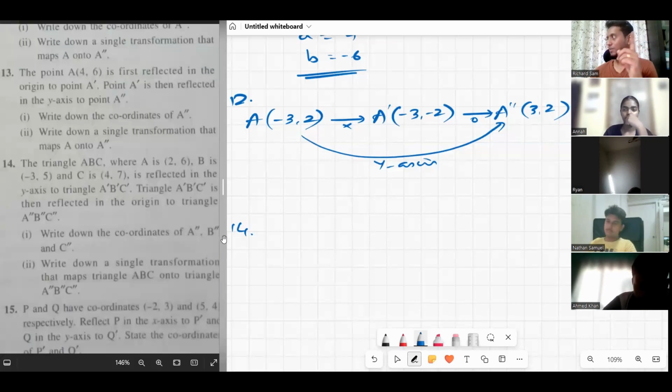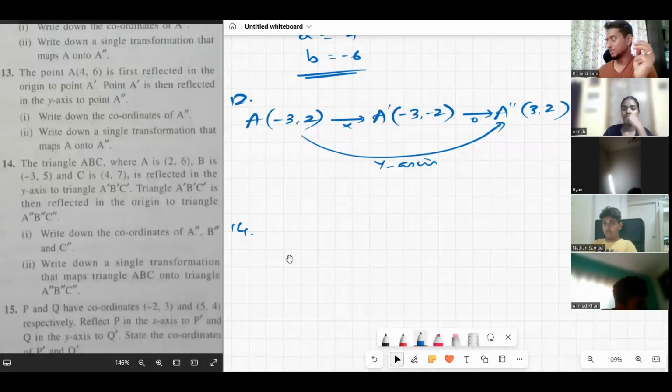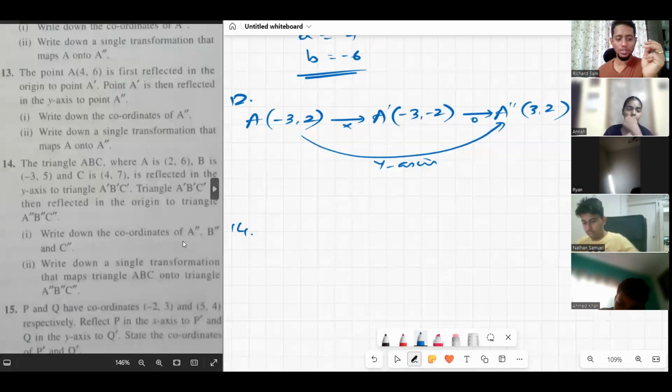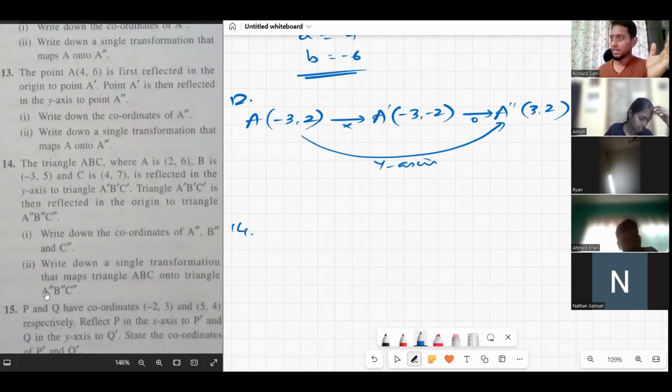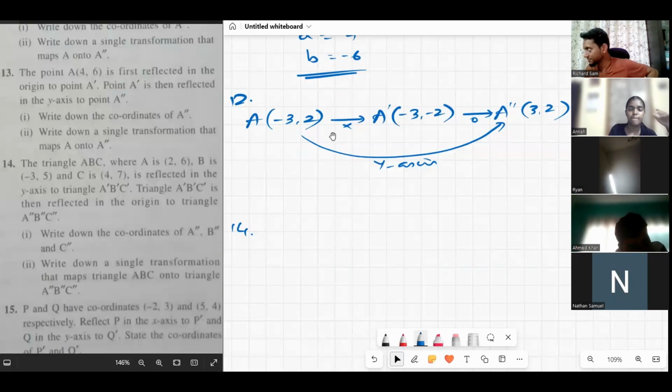So instead of 1 point being reflected 2 times, you have 3 points being reflected 2 times. So what they're asking is the coordinates of A double dash, B double dash, C double dash, and also write down a single transformation of ABC onto A double dash, B double dash, C double dash. So exactly like what we did in the 12th, but it's not 1 point, it is 3 points. Okay, so you do separately for A, B, and C.